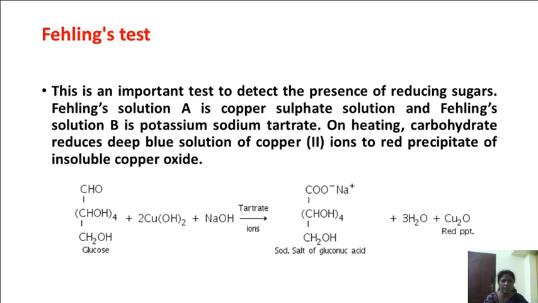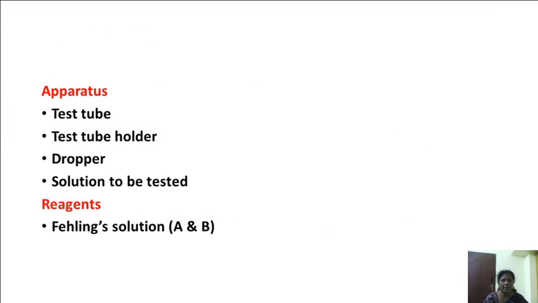Fehling's test is an important test to detect the presence of reducing sugars. Fehling's solution A is copper sulfate solution and Fehling's solution B is potassium sodium tartrate. On heating, carbohydrate reduces the deep blue solution of copper 2 ions to form a red precipitate of copper oxide. The apparatus used in this test are test tube holder, dropper, and the solution to be tested. The reagents used are Fehling's solution A and B.